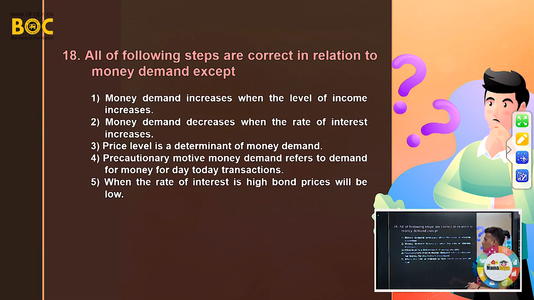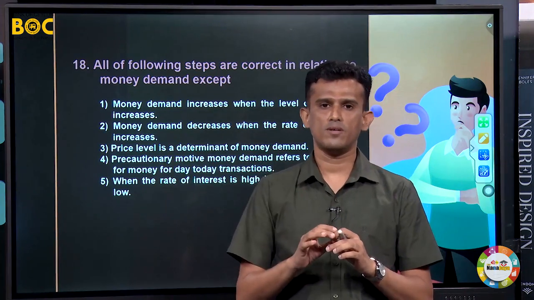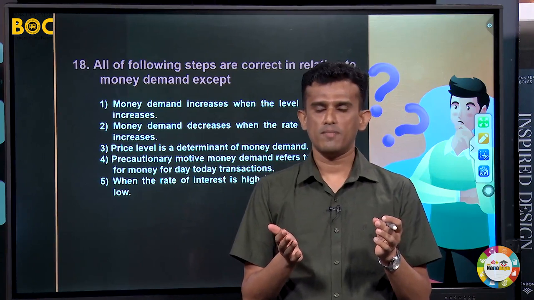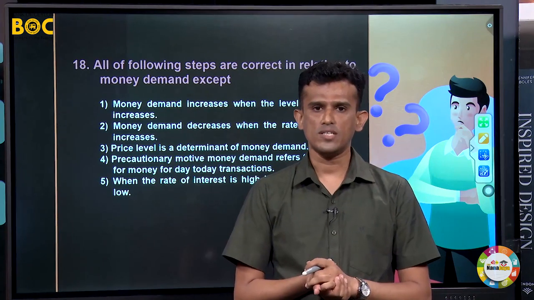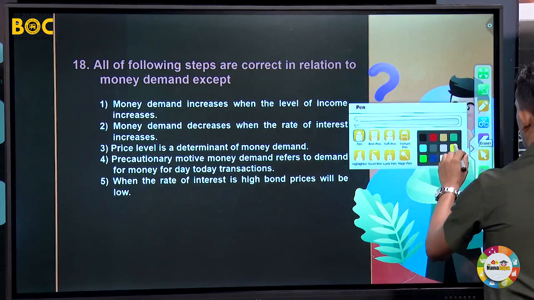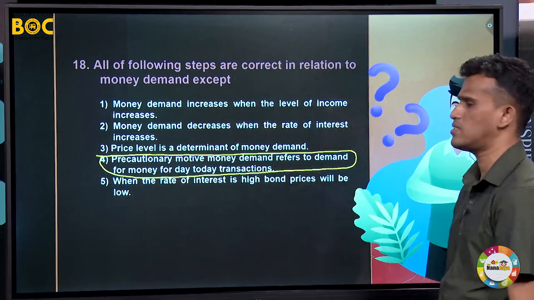Fourth, precautionary motive money demand refers to the demand for money for day-to-day transactions, is a wrong statement. Why? Precautionary motive money demand refers to the preference of the general public to hold currency with them in order to successfully face unexpected situations. It does not refer to the demand made by people for money for their day-to-day transactions, right? So the fourth statement is the answer for this question.